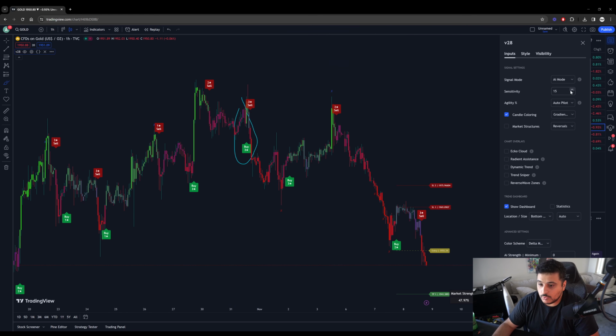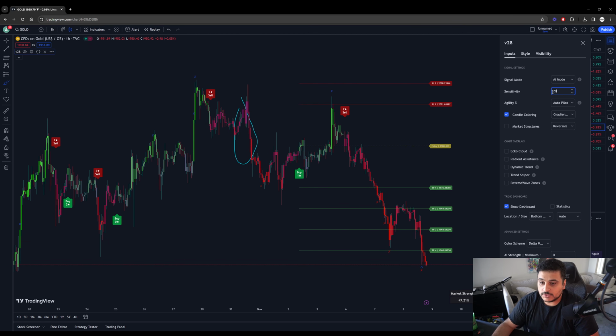So again, all we want to do here is simply increase the sensitivity until the chart starts looking good. So we'll try 20, and there we go. This chart looks a lot better on 20. So we're going to go ahead and run with that.